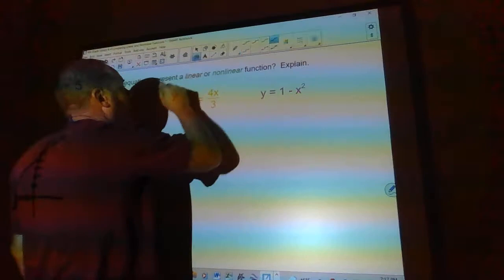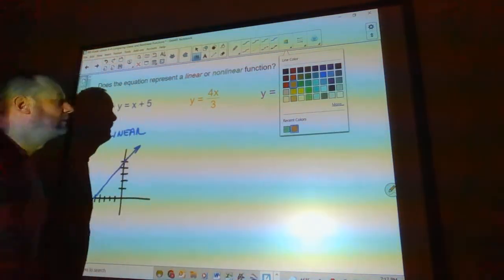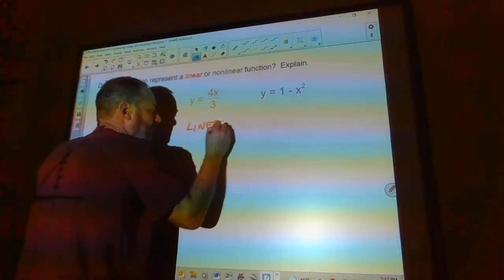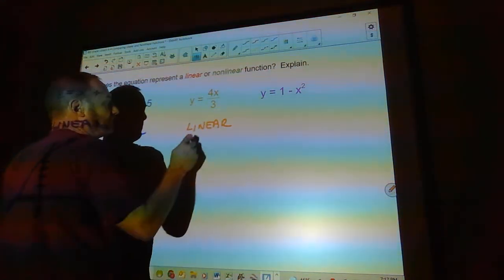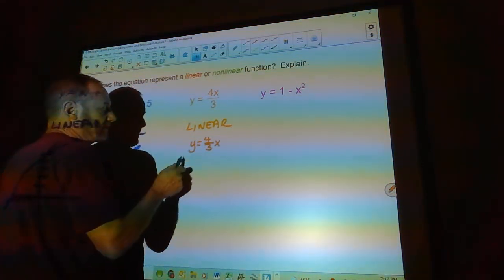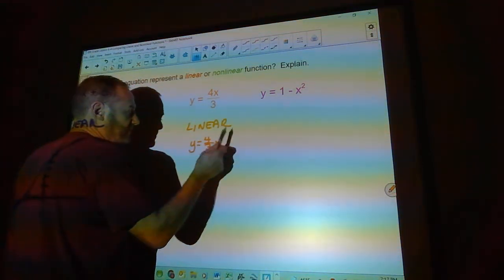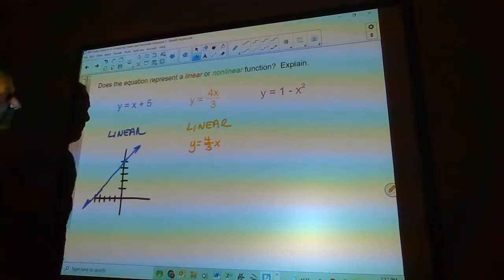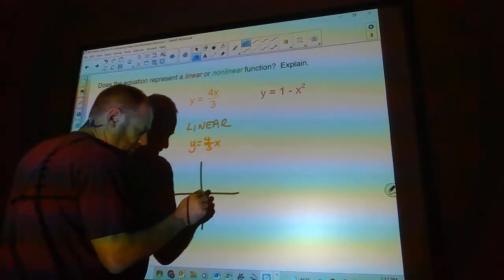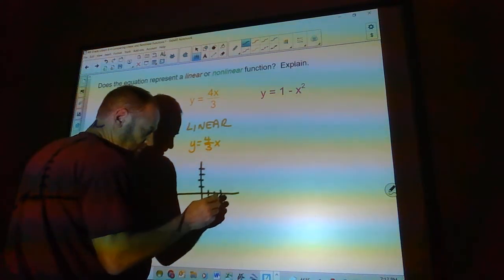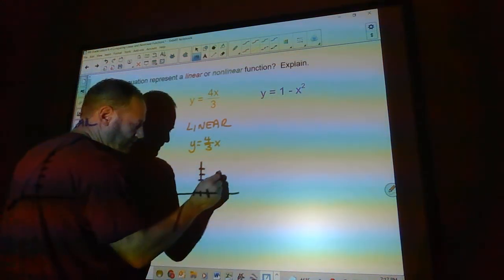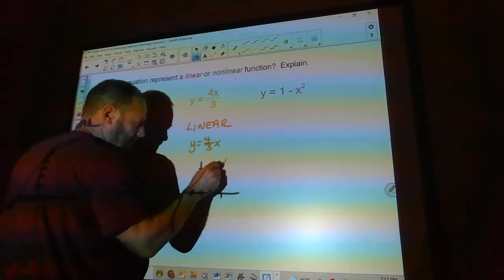Now, here's the one that's a little bit tricky for people. Is this thing linear? And the answer is yes, this is linear. Some people get confused by that because of the way it's written. If you wrote it like this, it's the same thing. And that's definitely in slope-intercept form, y equals mx plus 0. So the y-intercept is 0, the slope is 4/3. So if I was going to graph this thing, it would go from here to here, up like that.